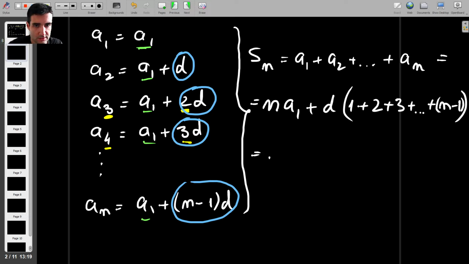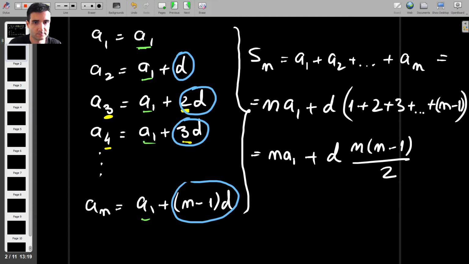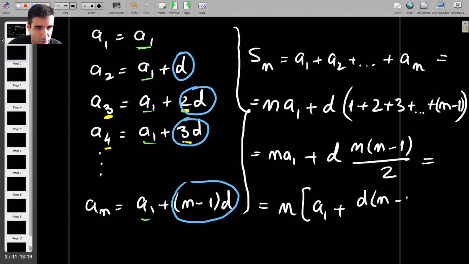So this is n a1 plus d multiplied by, and we should know what the sum is. It's the sum of the first n minus 1 numbers from 1 onwards. So this is just n times n minus 1 over 2. And this is actually the general formula for the sum of an arithmetic sequence. Another thing we can do at this point is factorize an n, so this is n times a1 plus d times n minus 1 over 2.